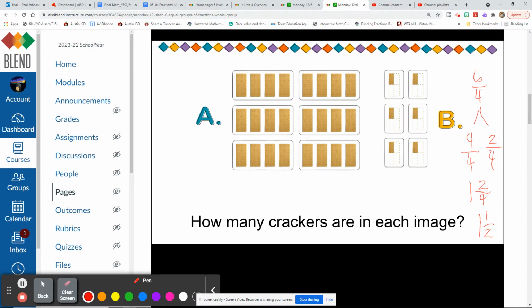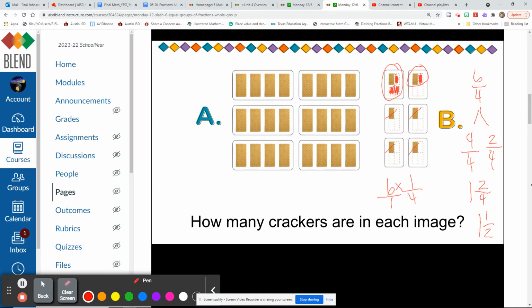So 1 and 1/2, and if you need to visualize that, let's just take these two pieces, right? And let's take these three pieces and we'll move them over here. There's 1, 2, 3 pieces, and then let's take this piece and let's move it over here. And as you can see, we have 1 whole and 1/2 now, right? But this was 6 groups of 1/4.